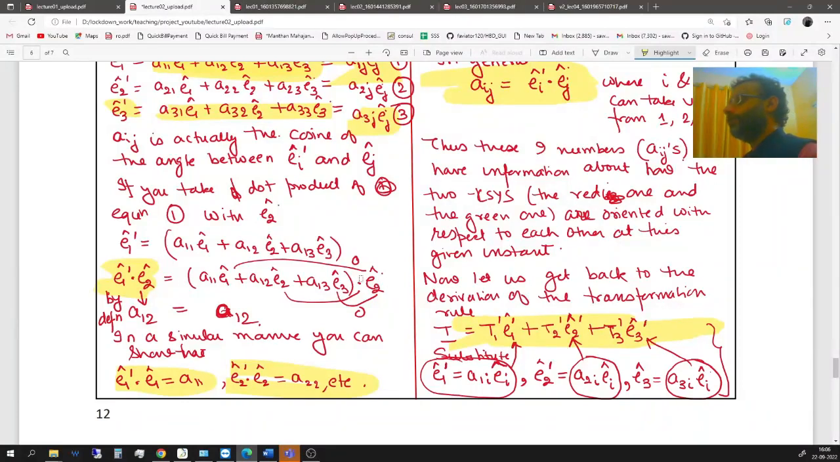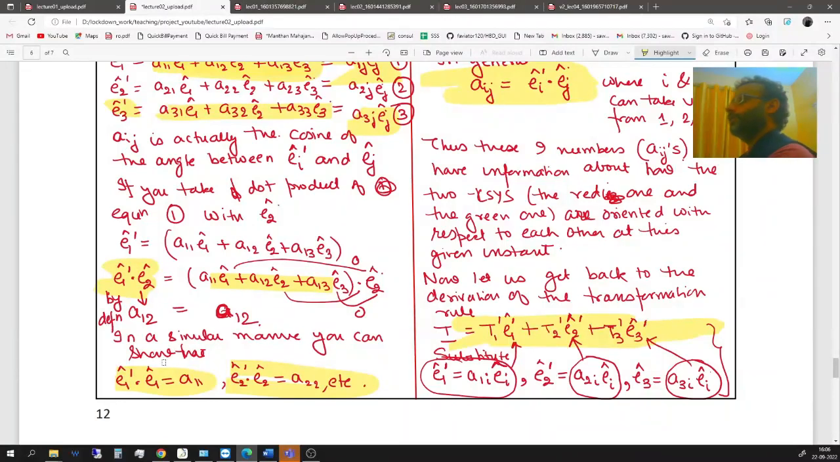And now let's see what happens on the right hand side. When you dot this full expression with E2, what you get is only one surviving term, and that would be A12 E2 dot E2, and that is A12 itself. So left hand side is clearly the cosine of the angle between the two unit vectors, and that is what is turning out to be A12.